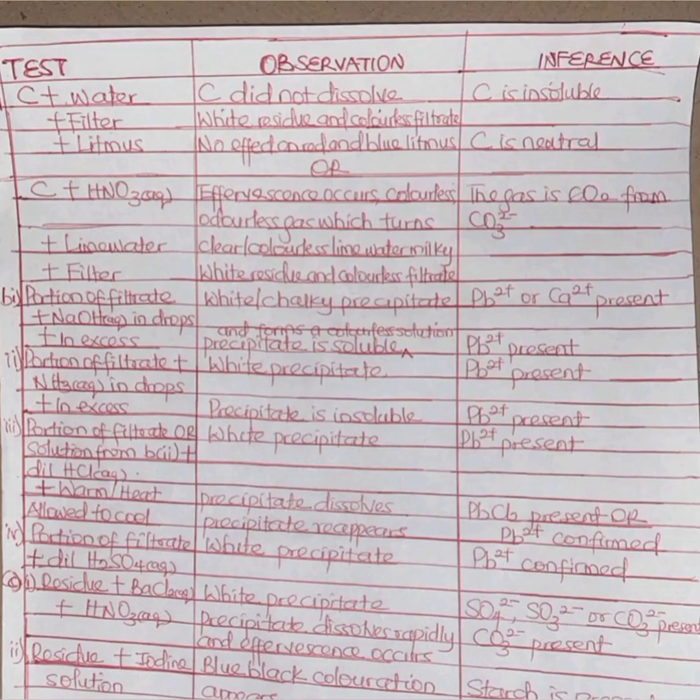If you write the wrong test, they will not mark your observation, neither will they mark your inference. Proceeding, as effervescence occurs, you don't know the gas, but once the gas turns clear or colorless lime water milky, you have a particular idea. So the gas at this stage is CO2, from CO3 2-. Now you filter. If you filter, you get a white residue and a colorless filtrate. That particular filtrate itself is acidic.